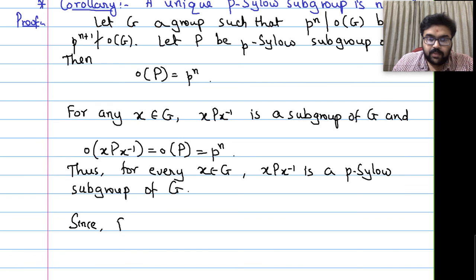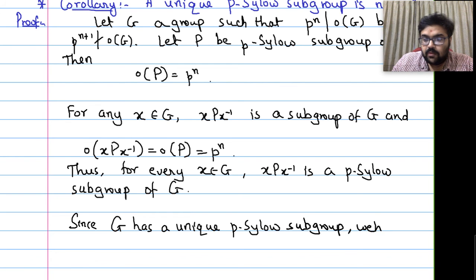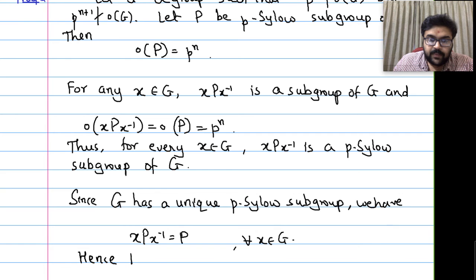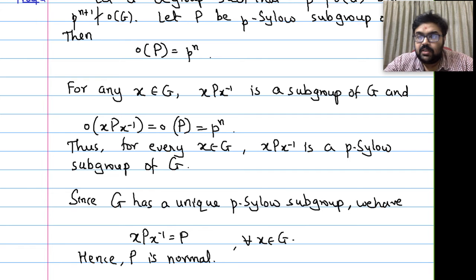So since G has a unique p-Sylow subgroup, this cannot be distinct. Both are p-Sylow subgroups, both have the same order, but then it cannot be distinct. So what we have is x P x inverse equals P for all x in G, hence P is normal. This is the definition of normal. x P x inverse is P for all x in G, hence P is normal.